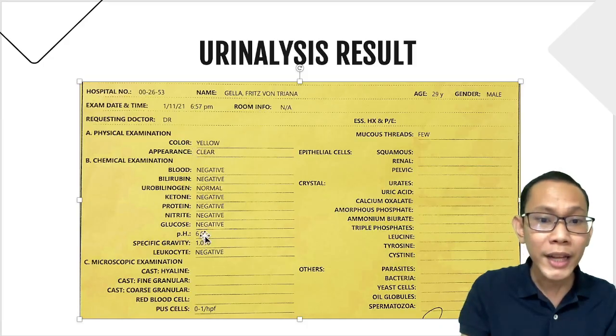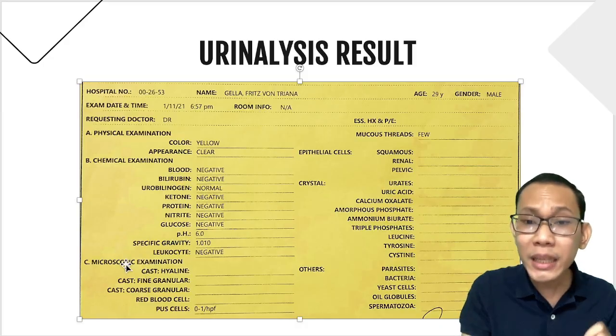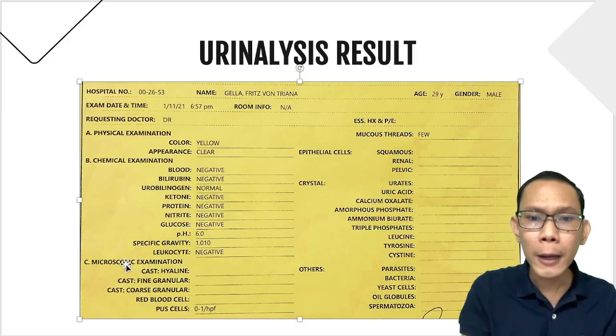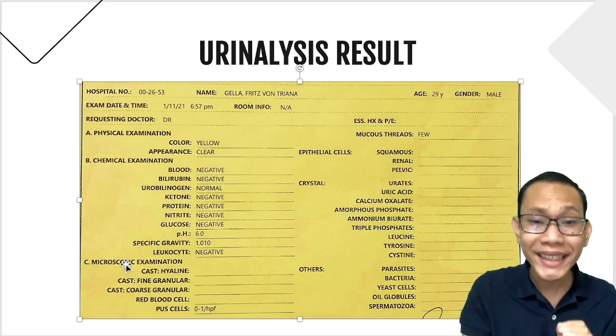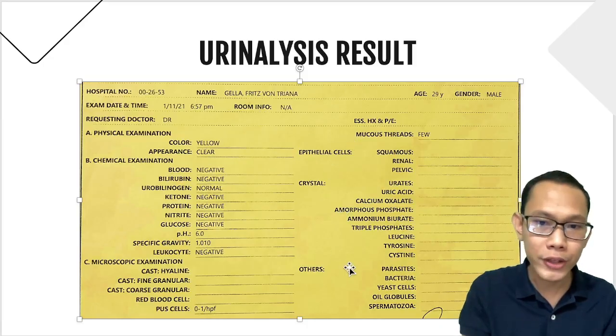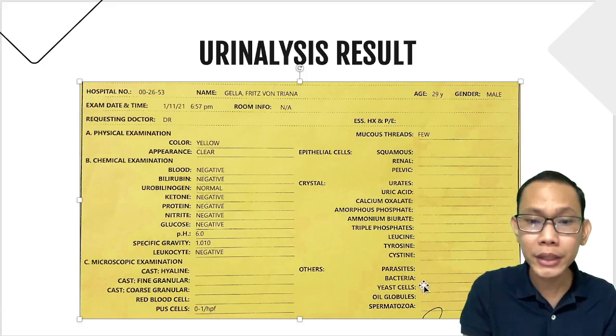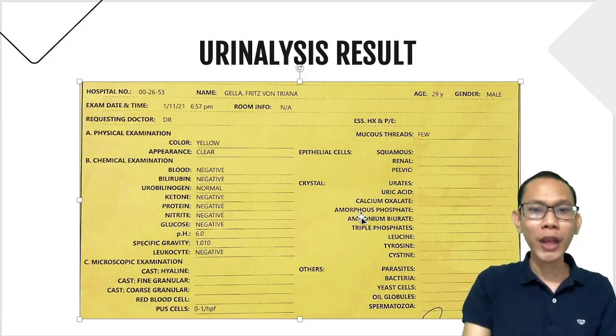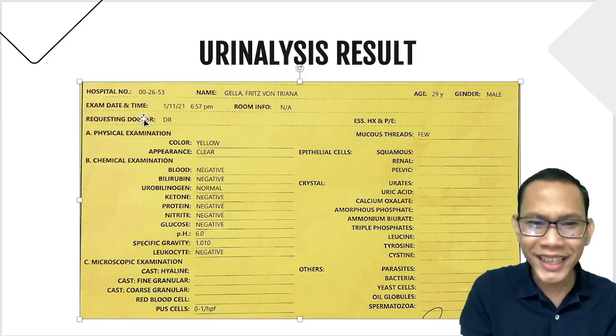Okay? And then, we have your microscopic examination. So, ito na yung mga sediments, mga cellular parameters that you have to identify microscopically. So, mga cast, crystals, epithelial cells, and others. Yung parasites, bacteria, spermatozoa, or whatsoever. Okay? So, dito na yung nilalagay natin. Microscopic examination. I hope this is clear, ha? Very easy lang natin, no?